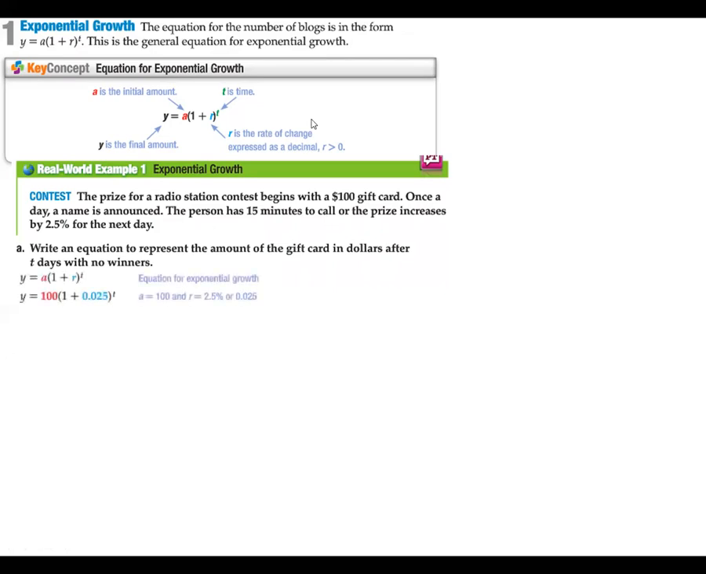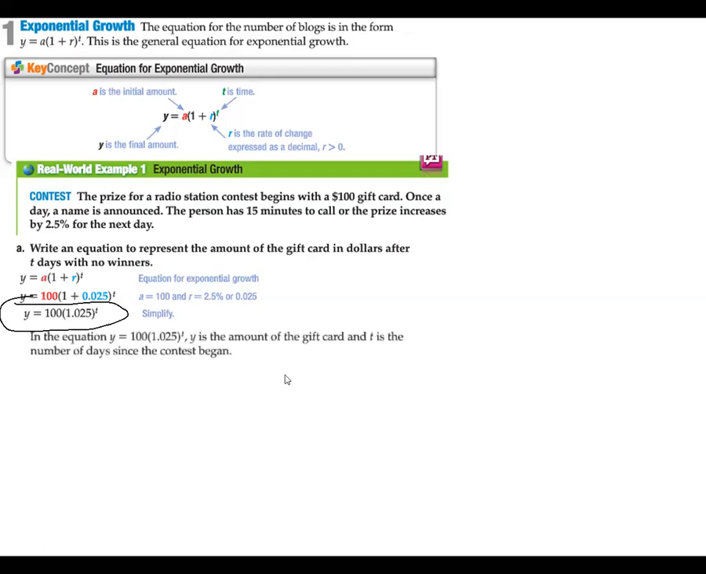So in this case, the initial amount is $100, so that goes in for a. The amount of increase per day is 2.5%, and remember, you've got to move the decimal 2 places to the left, so that's why we put 0.025 in for r. And then you just simplify the addition inside the parentheses, and you get 100 times 1.025 to the t. Do not multiply the 100 times the 1.025, because the 1.025 is being raised to an exponent, so you have to do exponents before you do multiplication, according to the order of operations. Okay, so this is the simplified form of the equation.